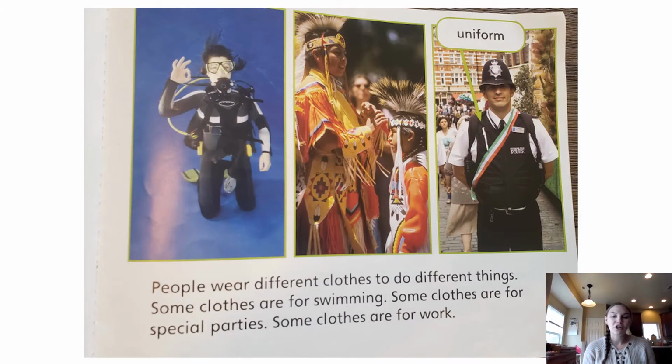People wear different clothes to do different things. Some clothes are for swimming, some clothes are for special parties, and some clothes are for work. I can see the man with the hat, and what he's doing is wearing a uniform. A uniform is a special outfit that people wear so you know what their job is. So your mom or dad might wear an army uniform. That gray and brown uniform that they wear helps us know that they're part of the army.